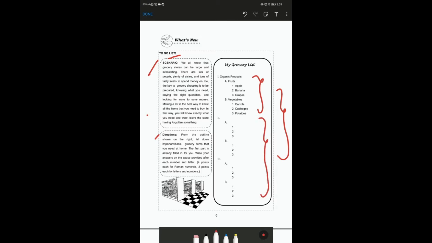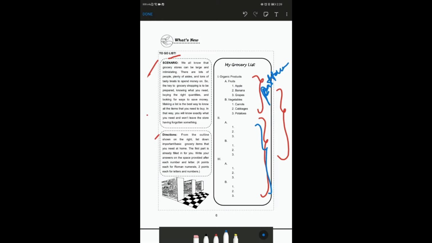So here are the things you need to fill out. All you have to do is to copy this pattern. Look at this pattern, guys, and just copy it for this part. Again, all you have to do is to organize the things you need to buy in a grocery store, the things you need at home.